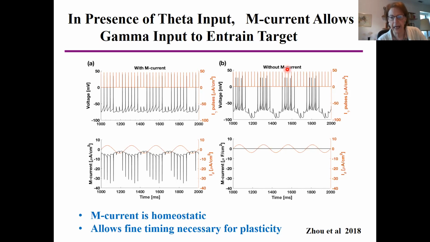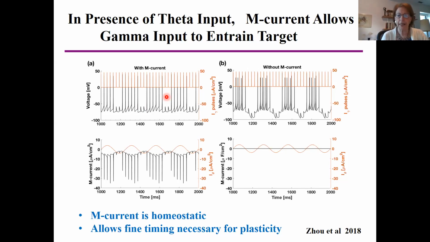So we have a gamma input, we have a theta input here, and the black is the voltages in time, and you see that it's following the theta, but it's totally ignoring the gamma. Now we look at what happens if we add an M current into this. To make the comparison fair, we have to normalize it. The M current is an outward current, so you have to balance it with some tonic current, some constant non-oscillatory thing to make them have the same excitability.